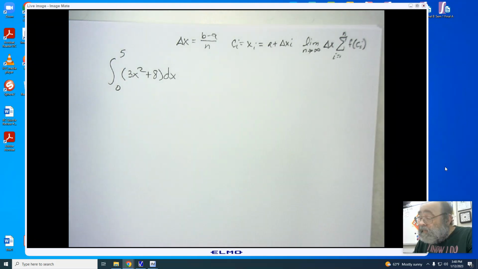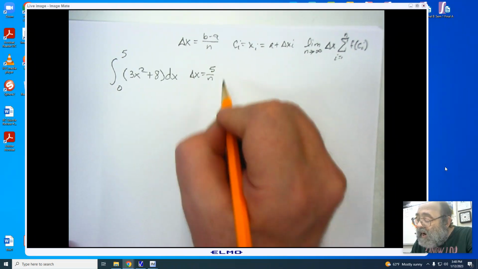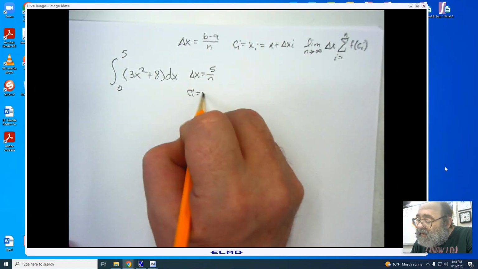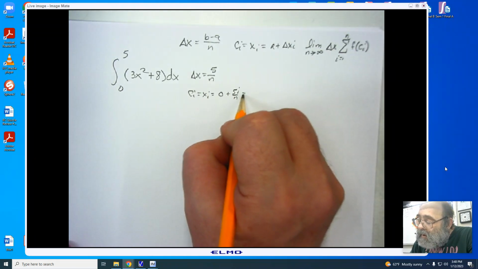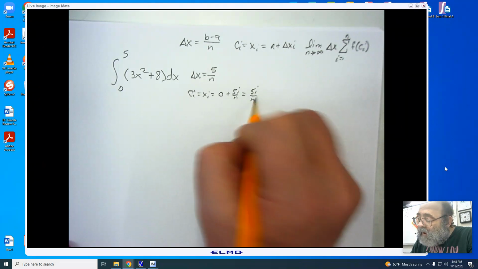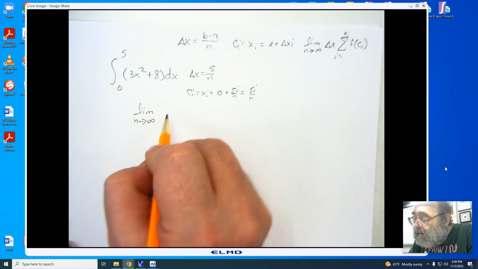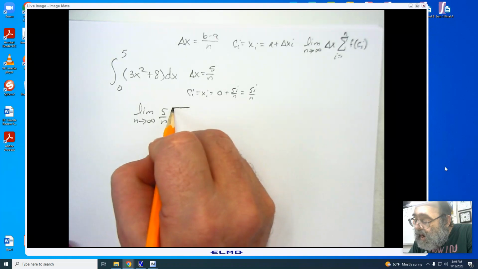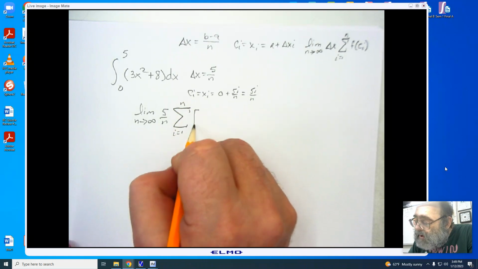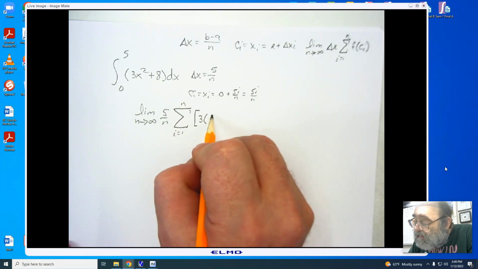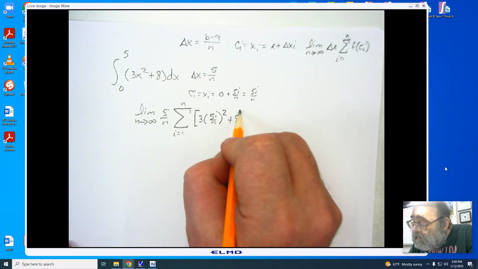All right, here we go. Find delta x. 5 minus 0 is 5 divided by n. C sub i, which is x sub i, is going to be 0 plus 5i over n, which I'm going to simplify to 5i over n. The limit as n approaches infinity for 5 over n times the summation as i starts from 1 to n, and I'm going to use my bracket 3 parenthesis, 5i over n, the quantity squared, plus 8.